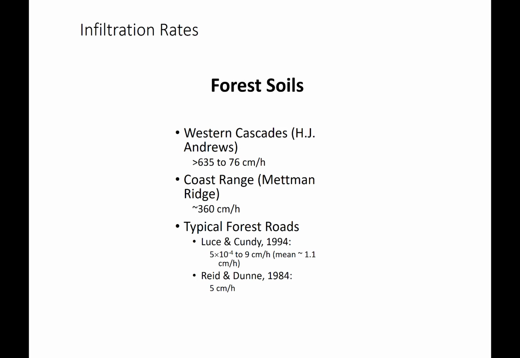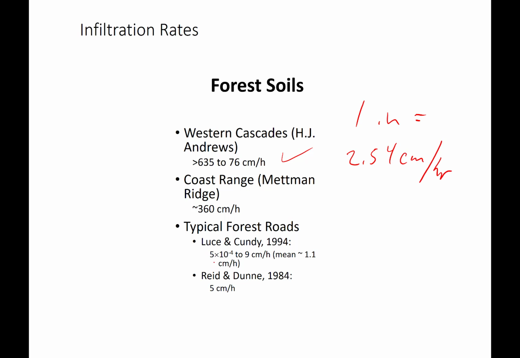And this is very true when you start talking about forest soils. Here are some infiltration rates from various mountainous forest environments in the Western Cascades, and notice that the units now are in centimeters per hour. In the Western Cascades, they've measured upwards of 600 down to maybe 76 centimeters per hour. 1 inch per hour is 2.5 centimeters. So very high infiltration rates can handle a lot of water. Coast range measured at around 360 centimeters per hour.